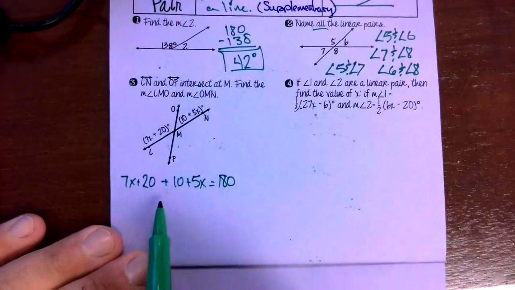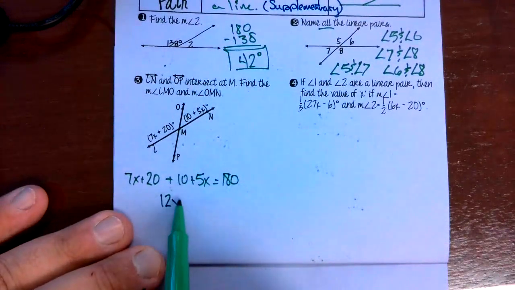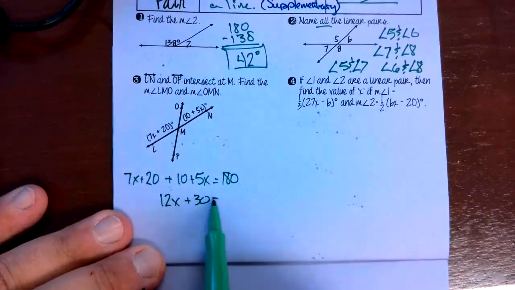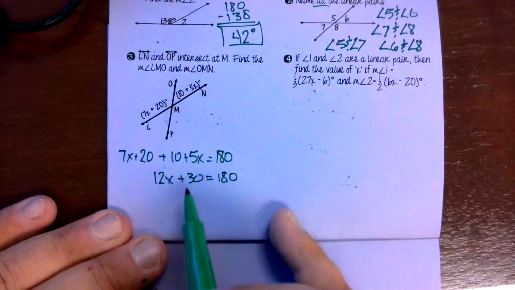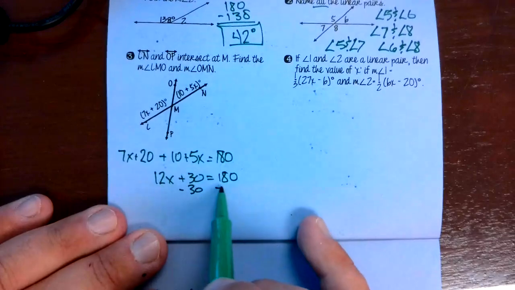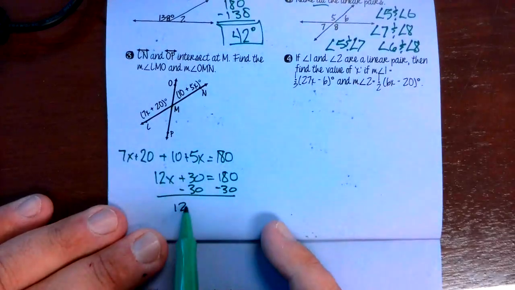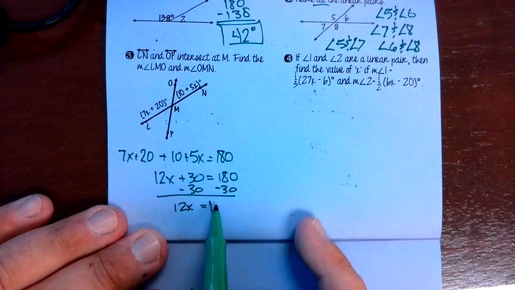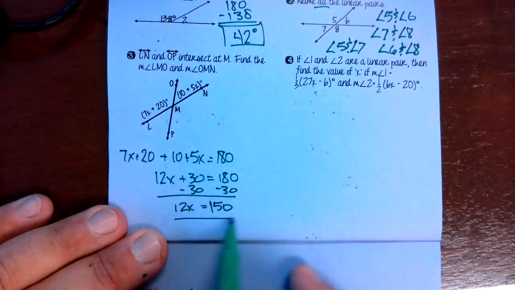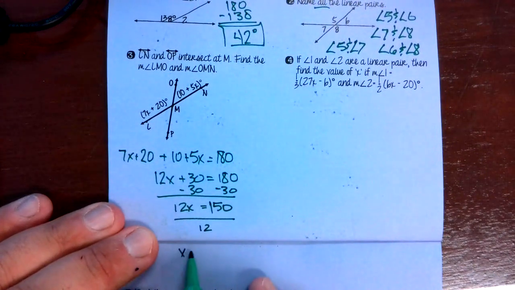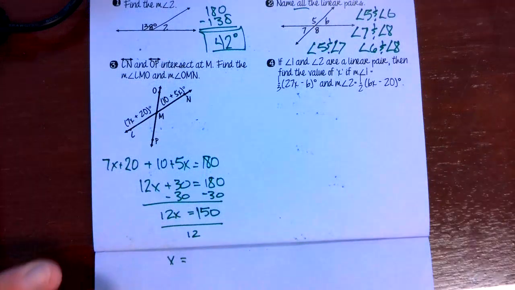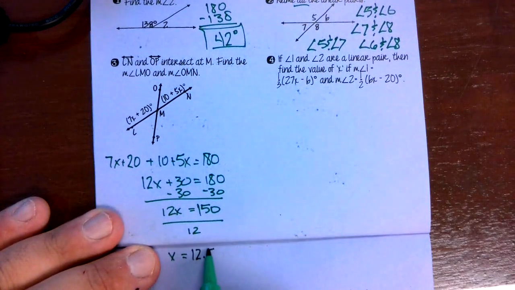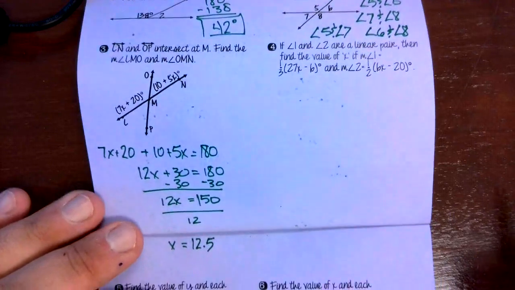Now I go through and I solve that, collect those like terms. 12x plus 30 equals 180. Subtract that 30 from both sides. 12x equals 150. Divide by that 12, and I get x is equal to, I'm just going to type that into my calculator, and that gives me 12 and a half. And that's okay that it's a decimal.